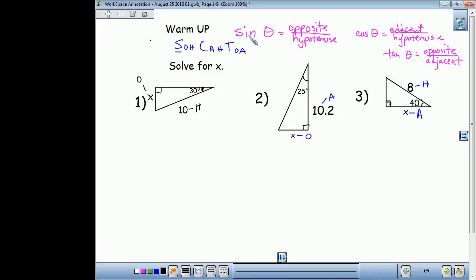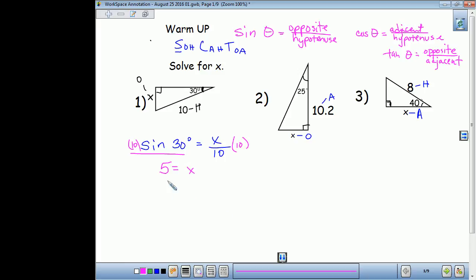We reviewed: sine of theta is the ratio of the opposite side to the hypotenuse. So we could set up this equation. Sine of 30 degrees is equal to x over 10. All we would have to do is multiply both sides by 10 to solve, and we would get 5 is equal to x. You can punch this straight into the calculator: 10 times sine of 30.